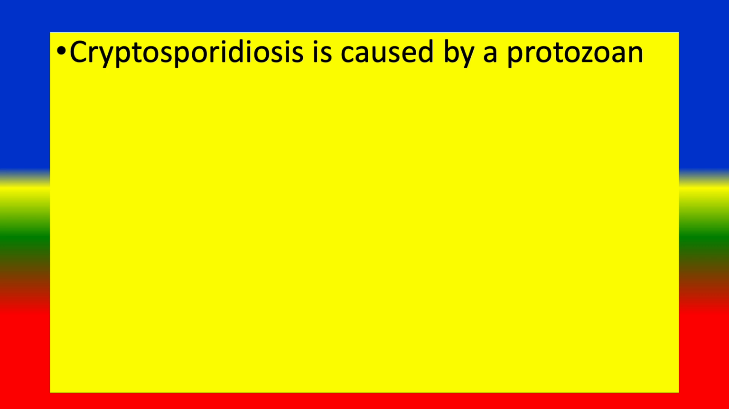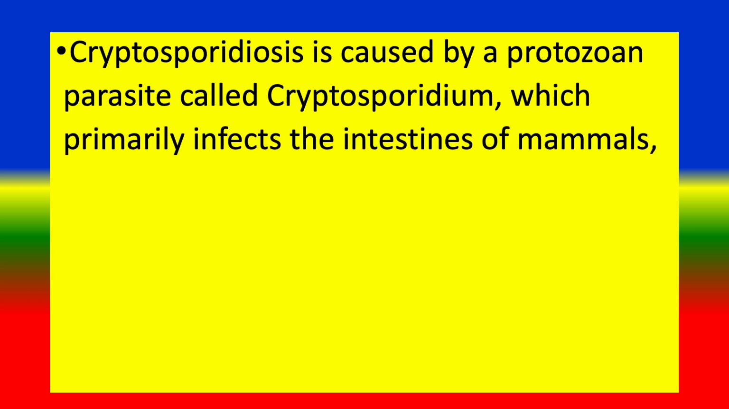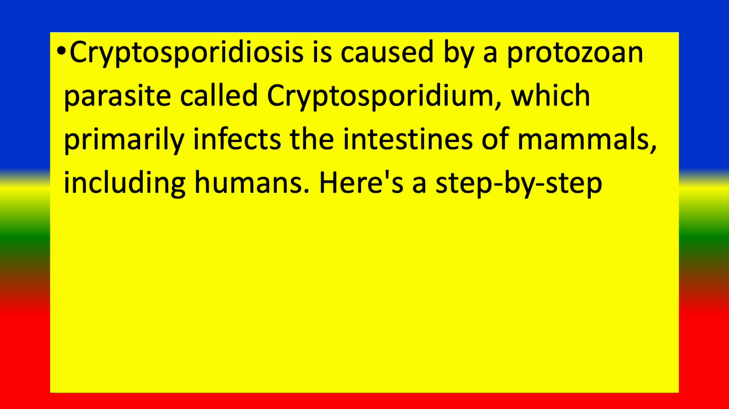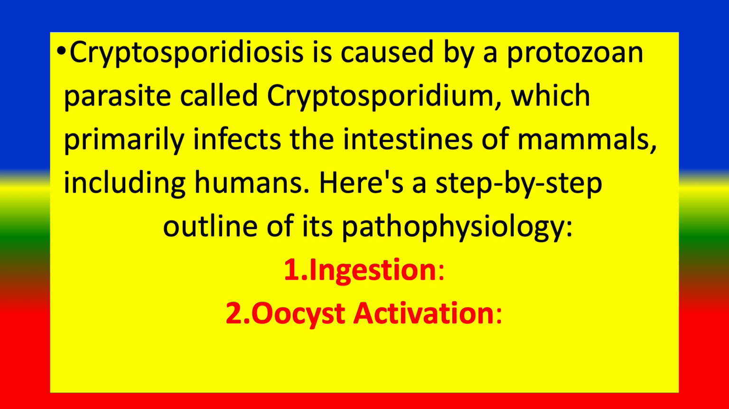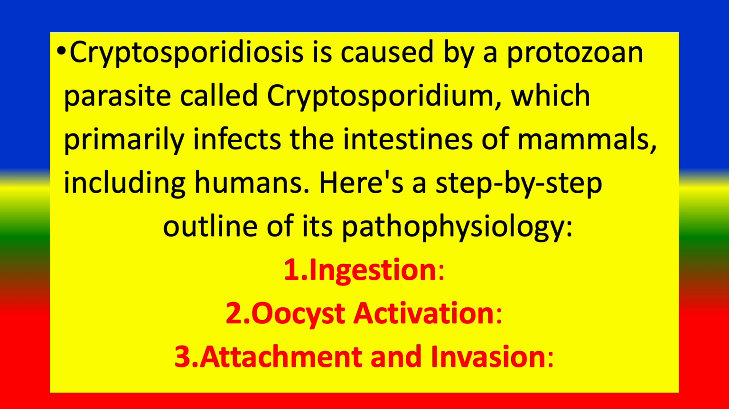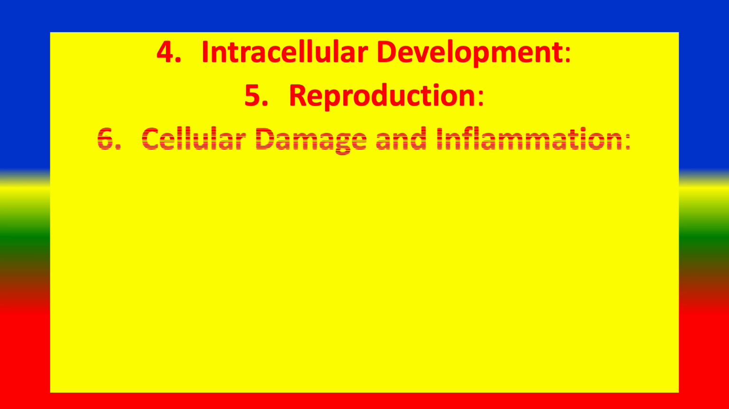Cryptosporidiosis is caused by protozoan parasites called Cryptosporidium, which primarily infect the intestines of mammals, including humans. Here is a step by step outline of its pathophysiology. 1. Ingestion of protozoa. 2. Oocyst activation. 3. Attachment and invasion. 4. Intracellular development. 5. Reproduction. 6. Cellular damage and inflammation.